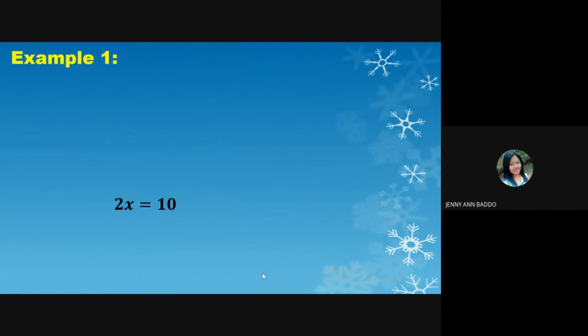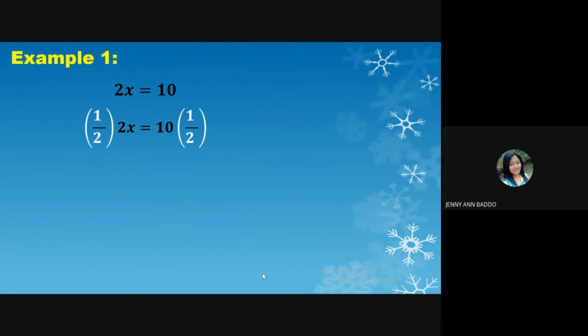Let us have examples. First, 2x equals 10. So to solve for x, we have to get rid of 2. Take note, when we have a number and a variable together, the operation between them is multiplication. So to remove 2, we have to multiply both sides of the equation by its multiplicative inverse, which is 1/2.